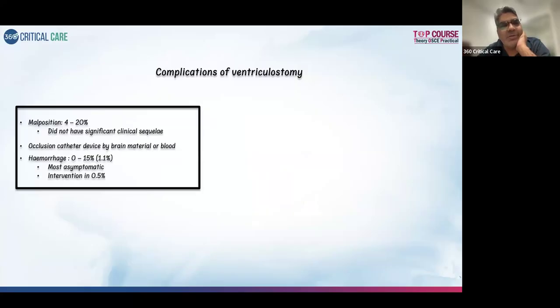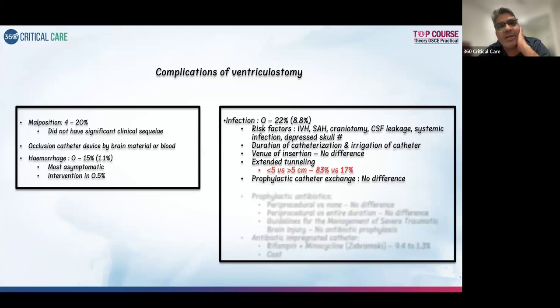Complications that can happen: malposition up to 20%, occlusion of the catheter, and hemorrhage in the tract, noted in up to 15% of cases but usually asymptomatic. The most important complication is infection. The rate of infection increases the longer the catheter stays, and with particular pathology, like blood in the brain such as intraventricular hemorrhage, subarachnoid hemorrhage, or CSF leak, all of which can complicate with infection. The infection rate can be reduced by external tunneling into the scalp, but there is no role of prophylactic antibiotics in reducing external ventricular drain induced ventriculitis.